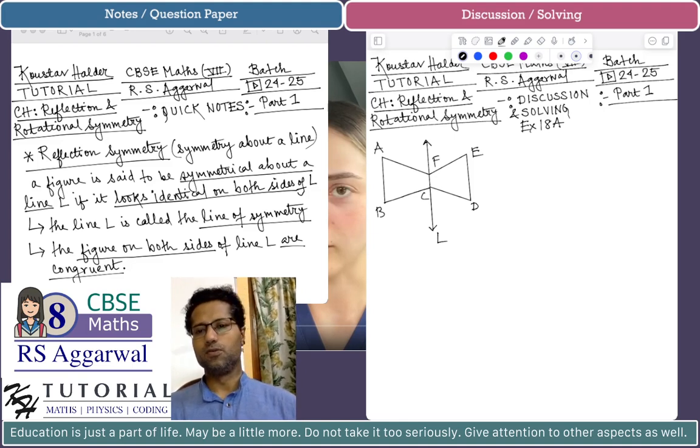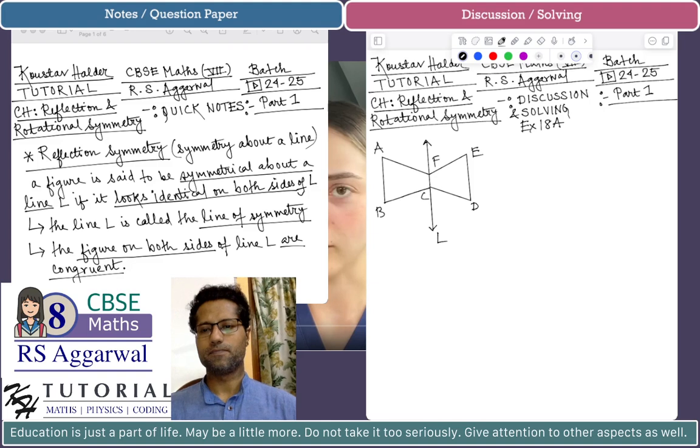Now this L could be horizontal, vertical, or inclined at any angle. It does not matter. Basically, one half of the figure will be on one side, and the other half will be on the other side, and the two halves will look identical. Looking identical means they are congruent.